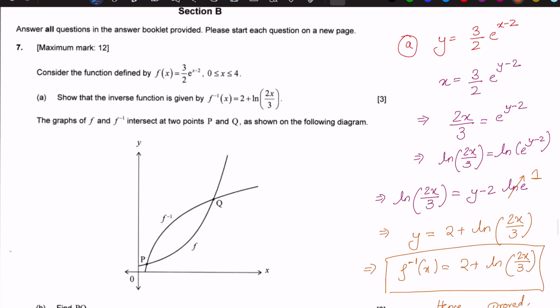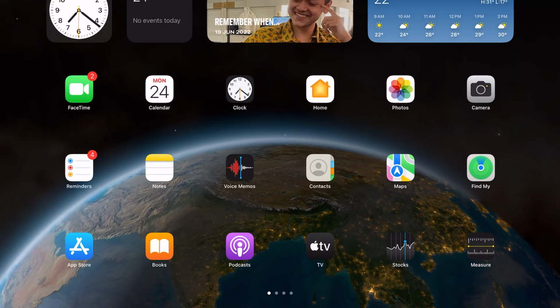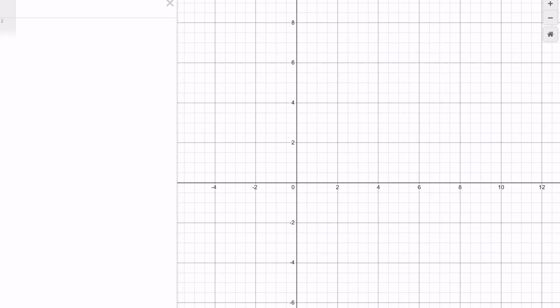Okay, now the next part. The graphs of f(x) and f inverse x will intersect at the points P and Q. So we have to find the distance between PQ. Basically, we have to find the points P and Q. In order to do that, we can find the points of intersection using our graphical approach. So I'll just head on to Desmos.